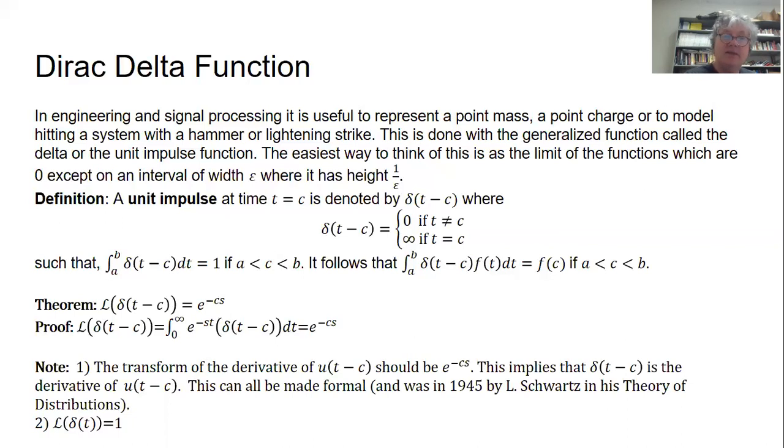And the second thing to note is that the Laplace transform of the Dirac delta function, or the unit impulse at time t equals 0, is 1. And so that then is the unit in our ring.